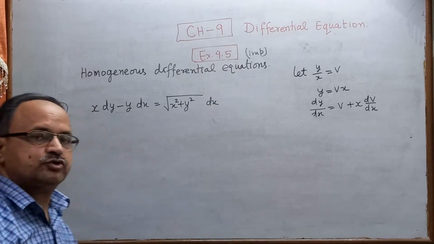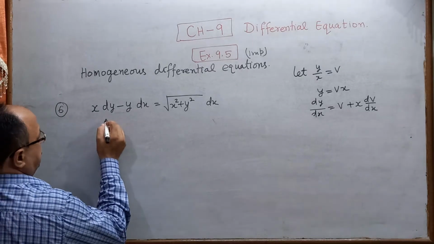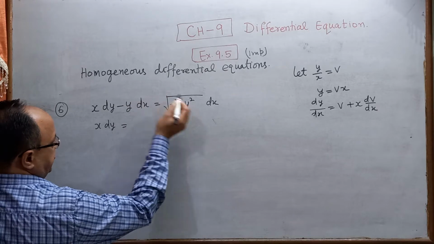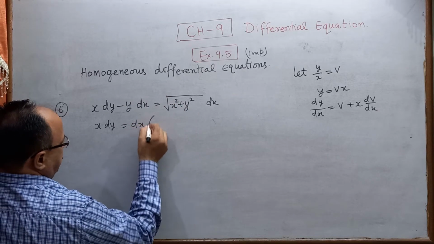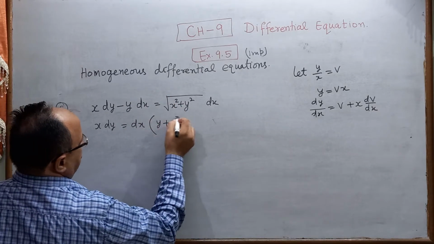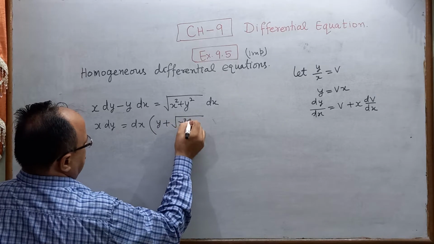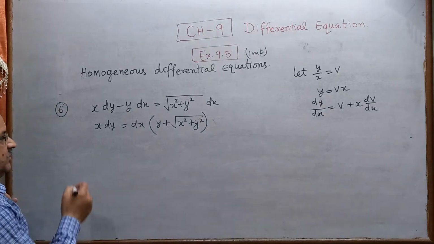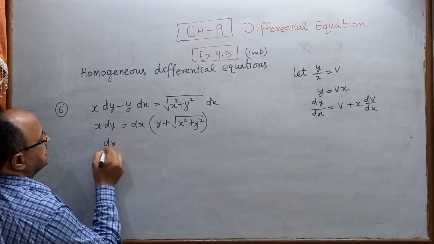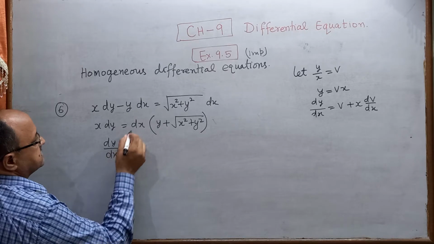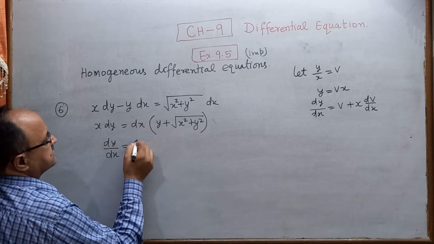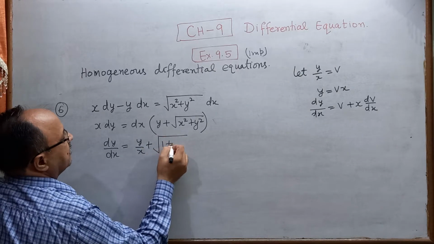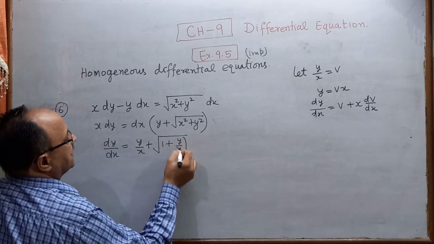Okay, very important question. You know that x dy, shift this term to the right hand side, then you can take dx common, y plus root x square plus y square. Now can you tell me what is the value of dy by dx? dy by dx, dividing both sides by x, is y by x plus root 1 plus y by x whole square.